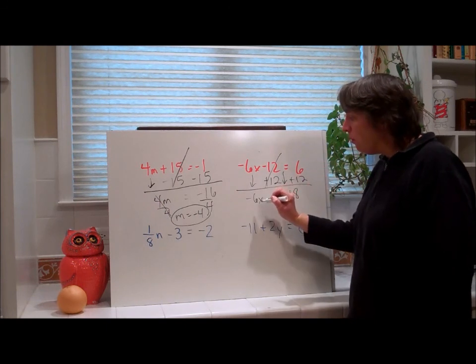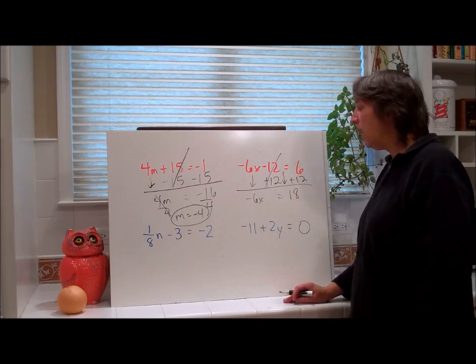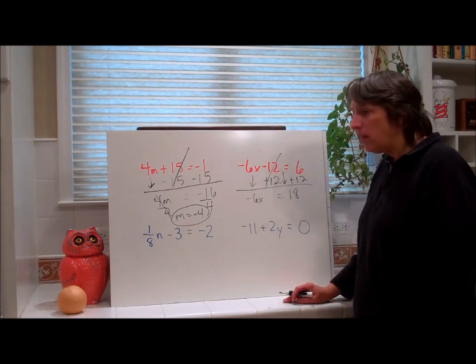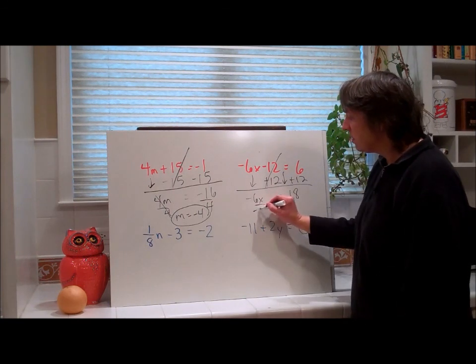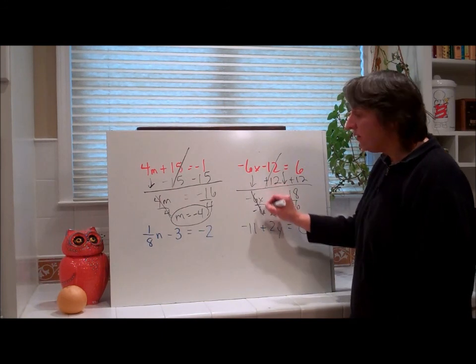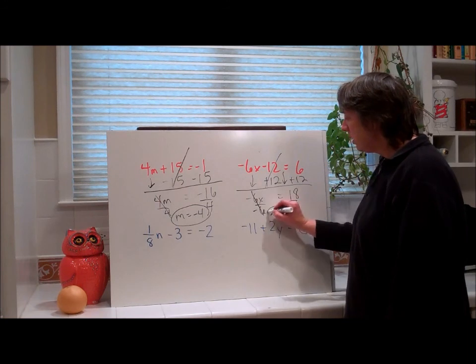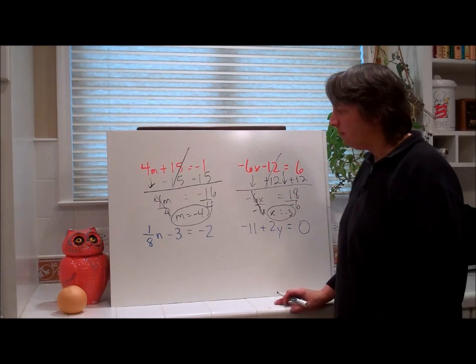And now, if the coefficient is negative 6 and we're multiplying x by negative 6, what's the inverse operation of multiplying by negative 6? Dividing by negative 6. When I do that, I get x because a negative divided by a negative is a positive, and I get negative 3, because positive 18 divided by negative 6 is negative 3.